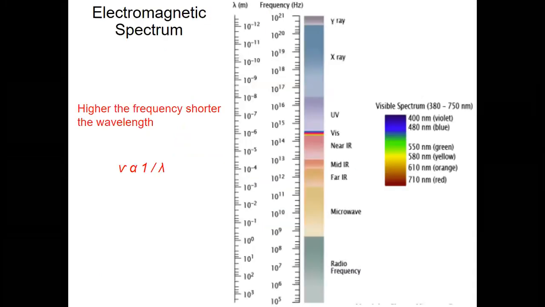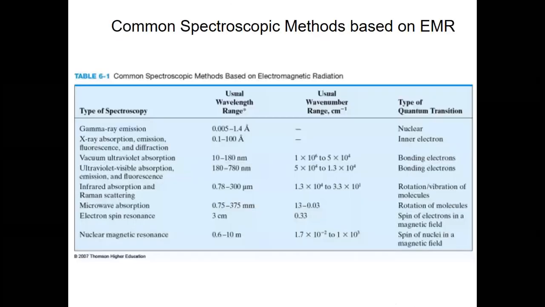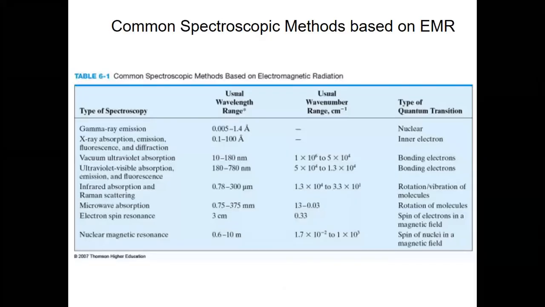And we talked about the electromagnetic spectrum and what the frequencies or wavelengths are for particular regions of the EMR electromagnetic spectrum, and some examples of different types of spectroscopic methods, right? So this is where we stopped last week.